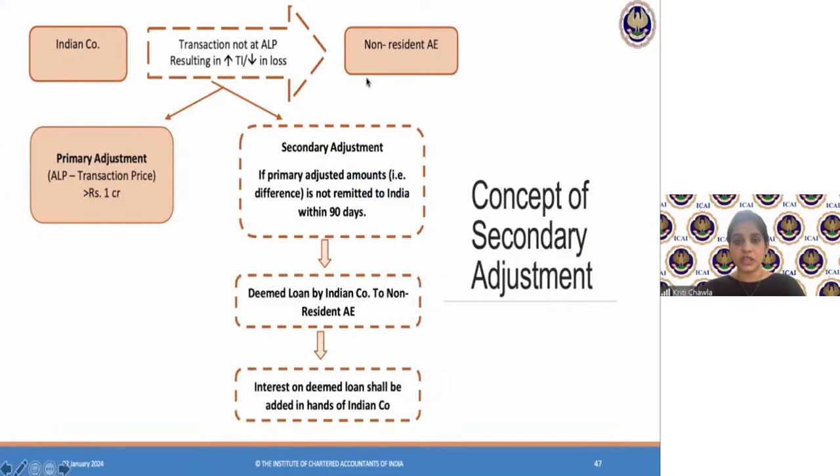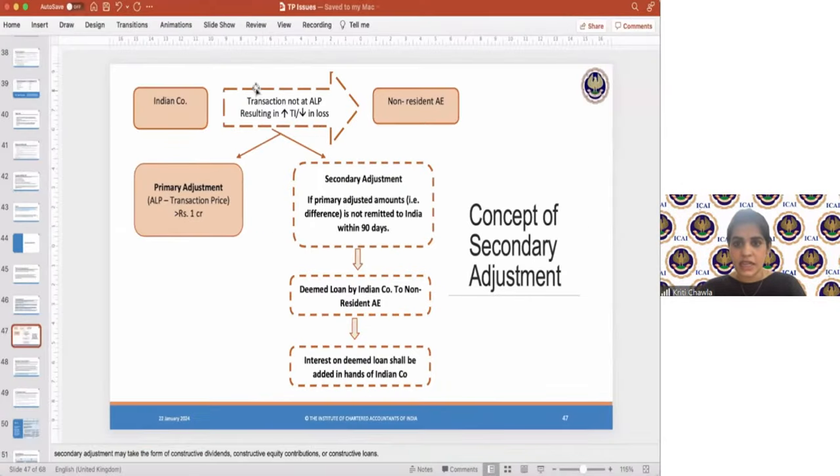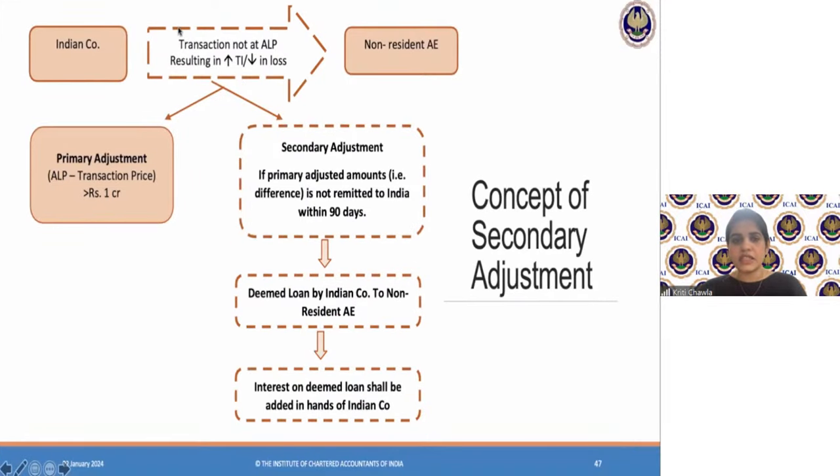So if you look at this particular chart right here, it basically says that there is an Indian company, and this Indian company gets into a transaction with a non-resident. Now, this transaction was not at ALP. It was resulting in an increase in the total income, or a decrease in loss. Basically, it was not at arm's length price. So because this was not at arm's length price, the Indian income tax authorities did something called a primary adjustment. What was the primary adjustment? Well, it was ALP minus the transaction price.